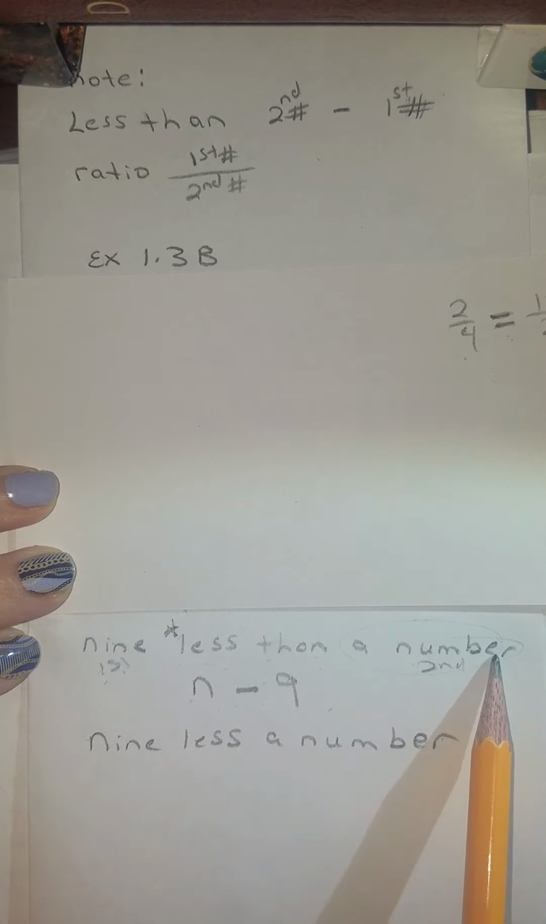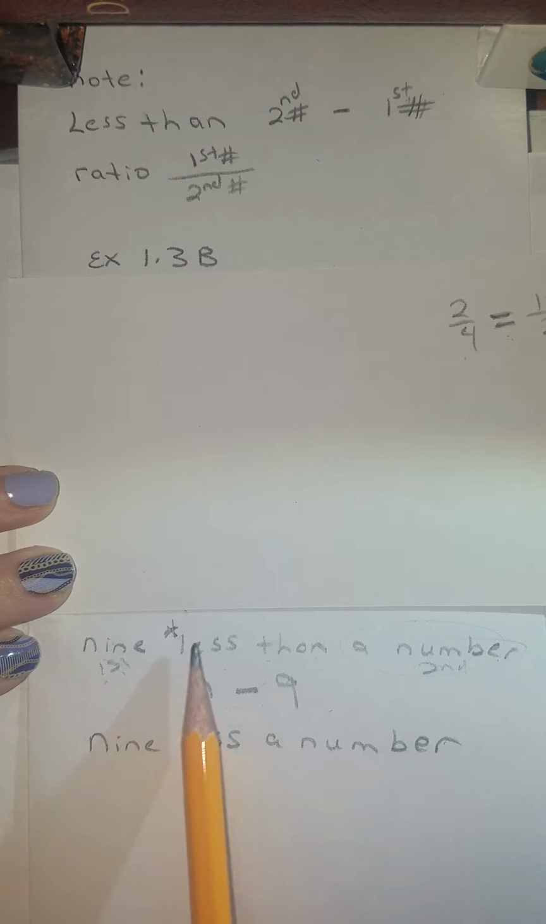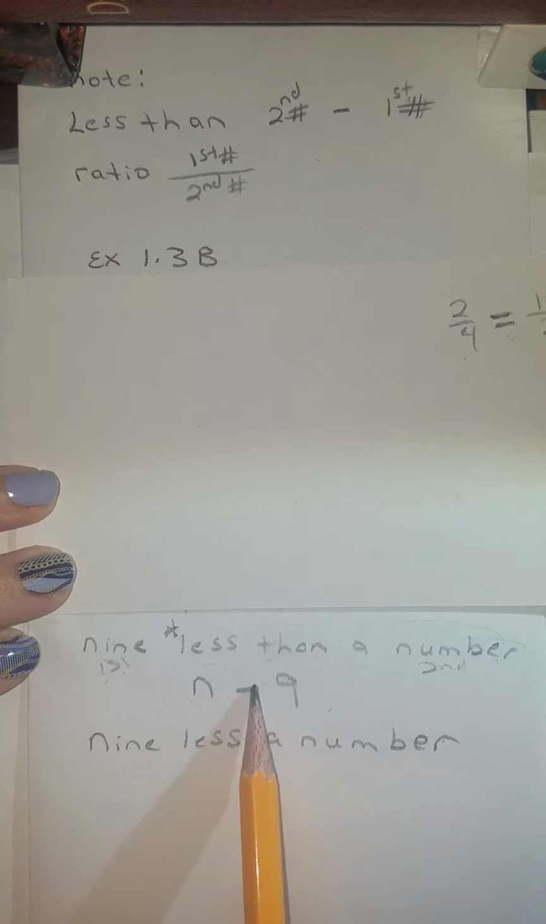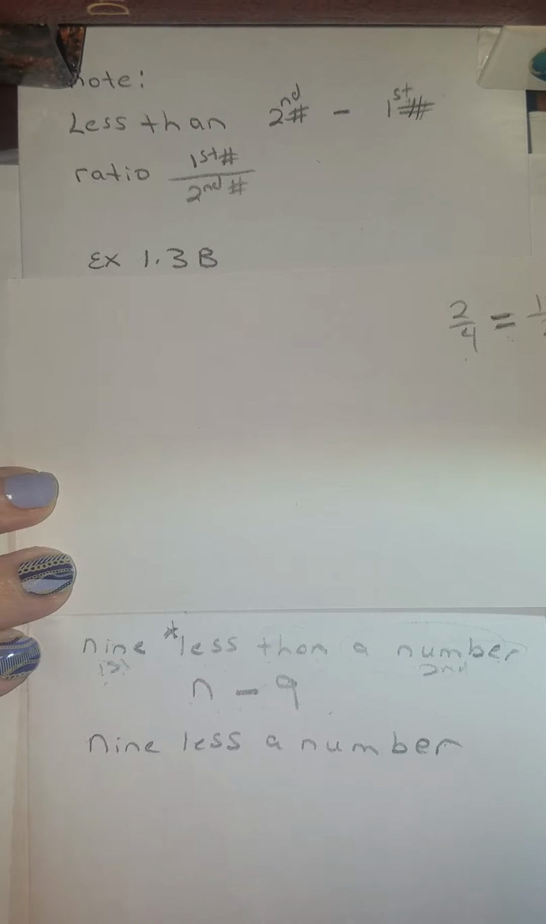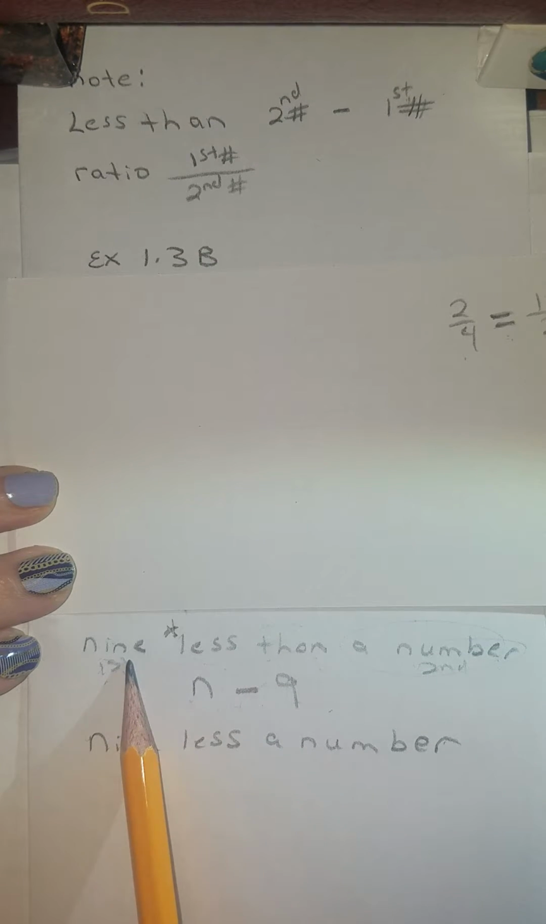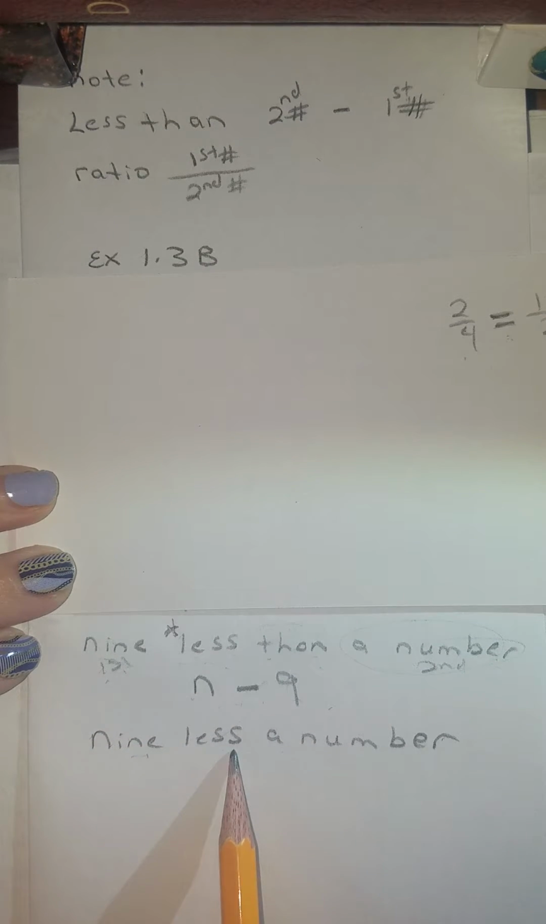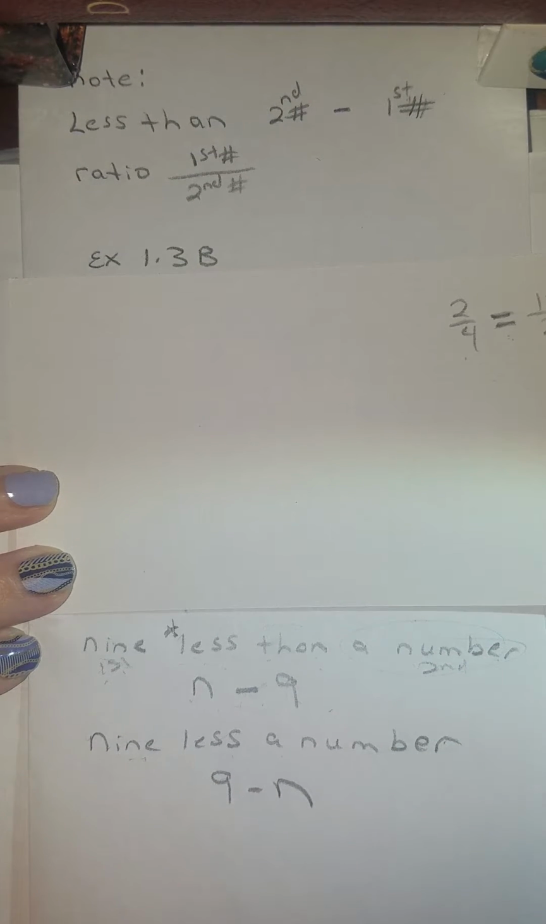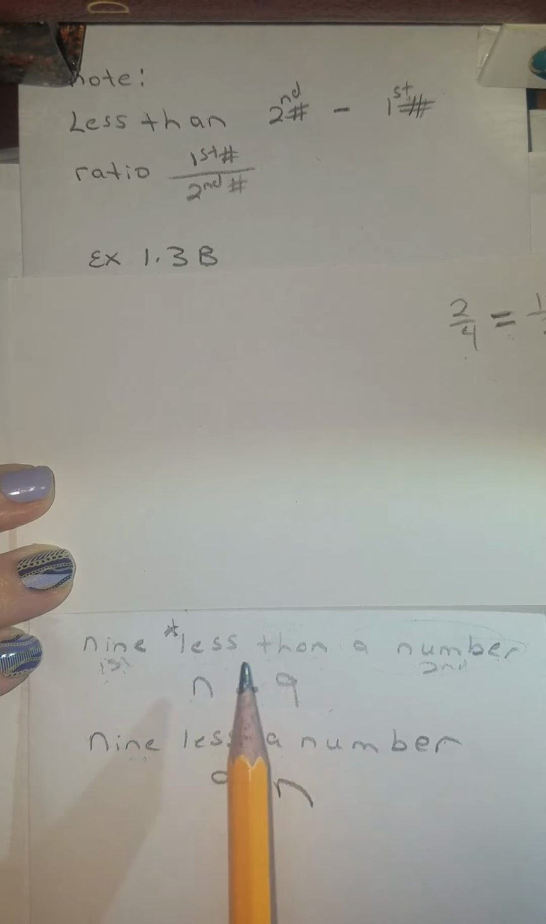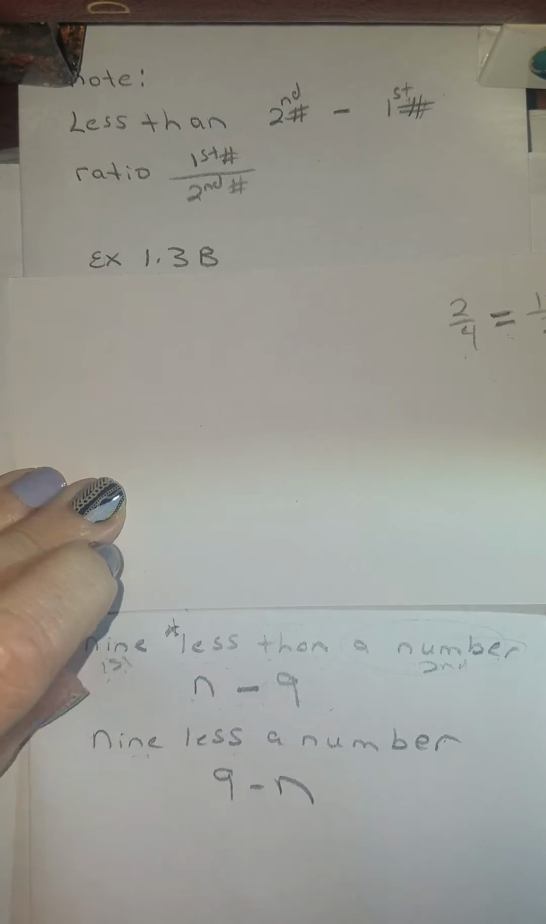So 9 less than a number, because it's saying 9 less than a number. On this one, 9 less a number would be 9 minus n. So that was that example that we had done earlier. So remember, when you see less than, that one you've got to remember.